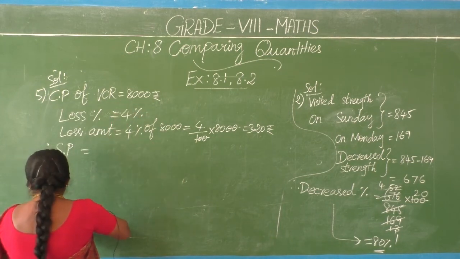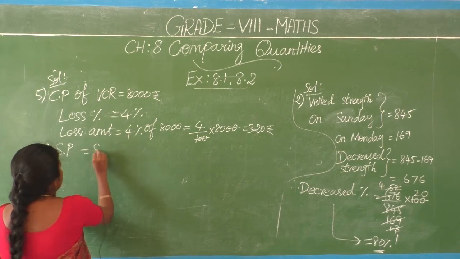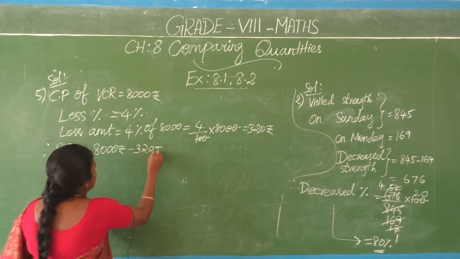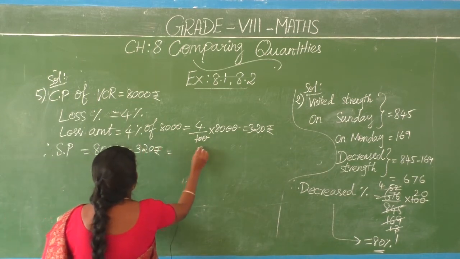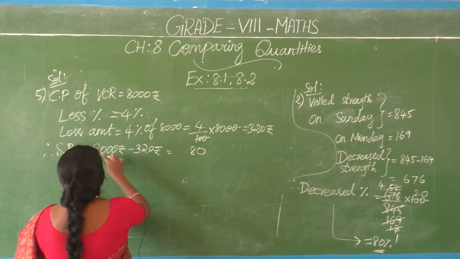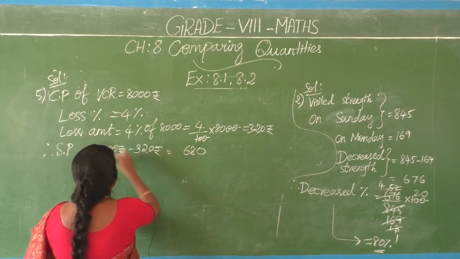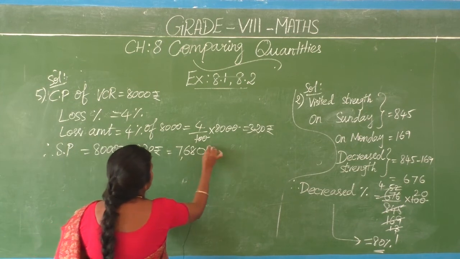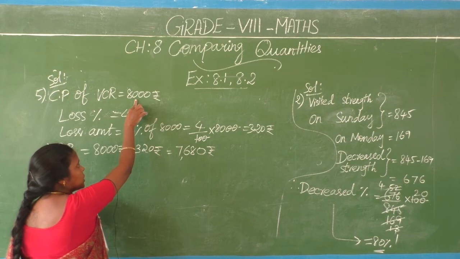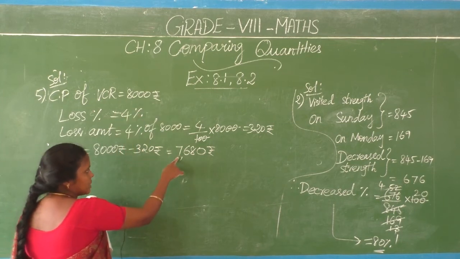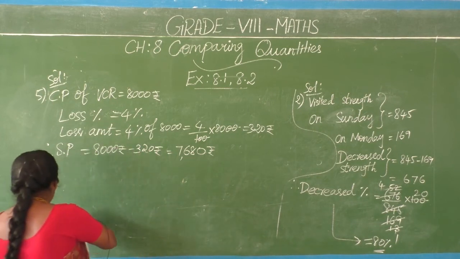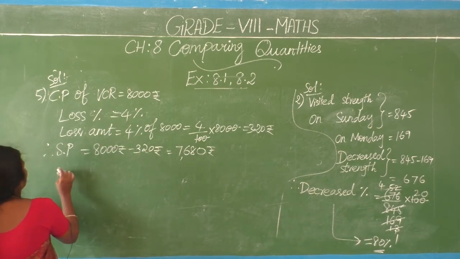CP minus loss: 8,000 rupees minus 320 rupees. What comes? 0 minus 0, 0. 0 minus 2, that means 10, 10 minus 2, 8. Here 9, 9 minus 3, 6, remainder 7. 7,680 rupees. He purchased the VCR for 8,000 and sold it for 7,680. At that time his loss is 320. Clear? Okay, then the first part is over.